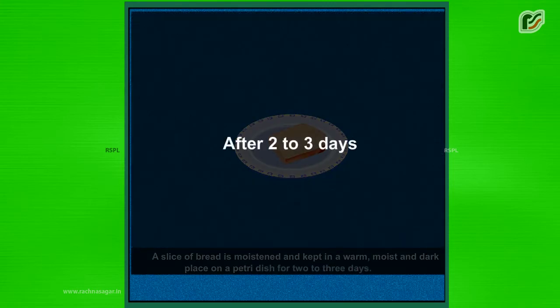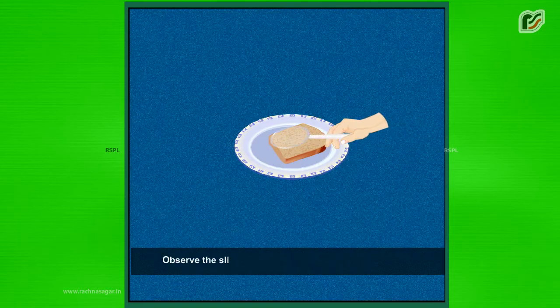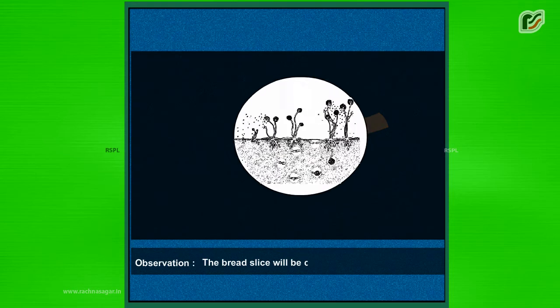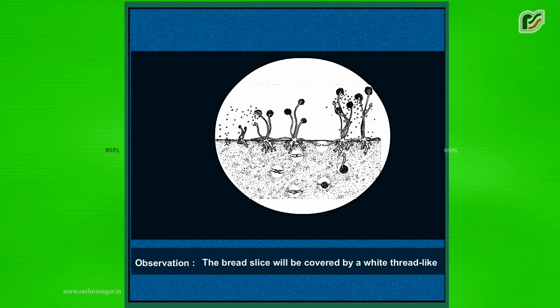for 2 to 3 days. Observe the slice with the help of a magnifying glass. Observation: the bread slice will be covered by white thread-like structures, which are the mycelium of the fungus Rhizopus.